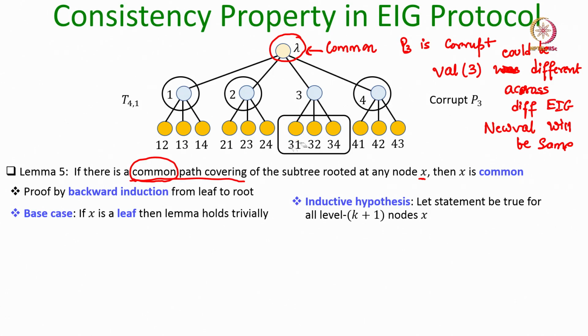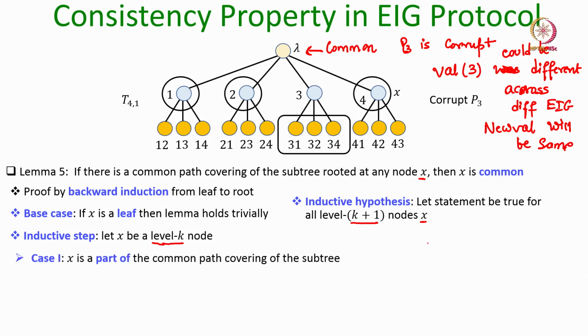So, now we want to prove a statement for any x different from the leaf node. So, assume that the inductive hypothesis is true, that means the statement is true for all the nodes x whose labels are of size k plus 1. And now I want to prove the inductive step where I consider a node x occurring at a layer whose label has length k. So, take this as the candidate x for instance, and imagine that there is a common path covering of the subtree rooted at x.